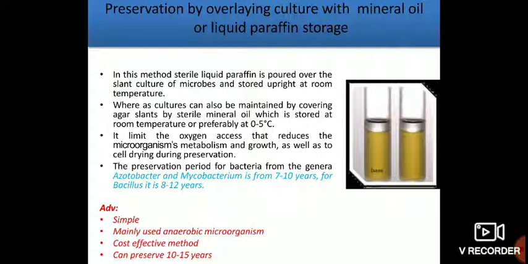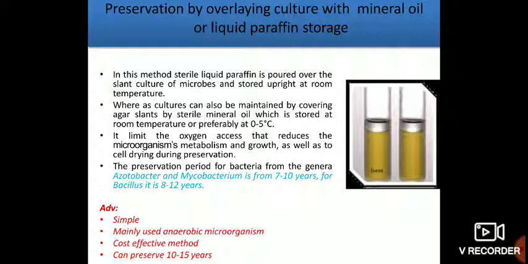The major advantage is that it is a very simple method. We do not need any high-level instrument. It is mainly used for anaerobic microorganisms, it is a cost-effective method, and it can preserve cultures for 10 to 15 years. So this is an advantage.